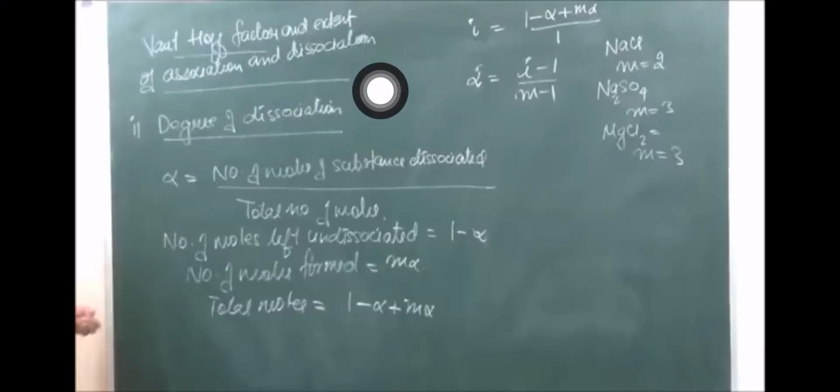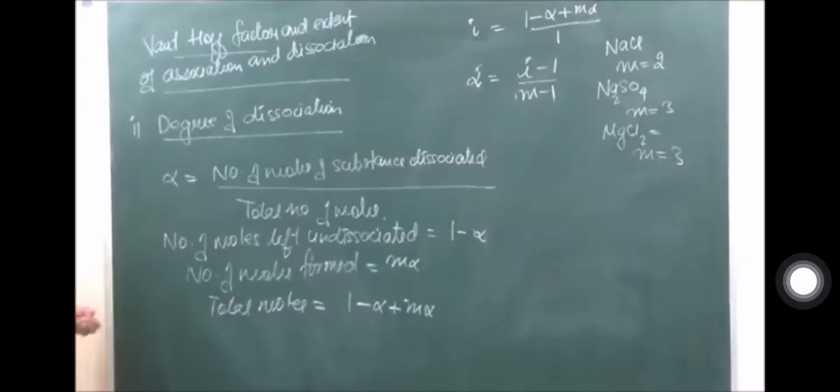associated and non-associated degrees. So when we are talking about the degree of dissociation, we are taking it as alpha, that is number of moles dissociated upon total number of moles. So the number of moles left out will be what? Total number of moles we have taken 1. And dissociated is over here, that is alpha.